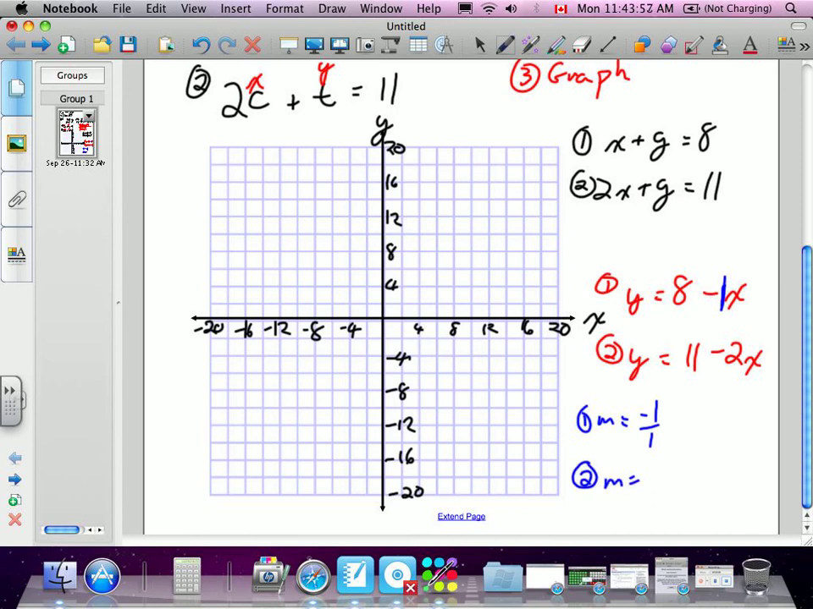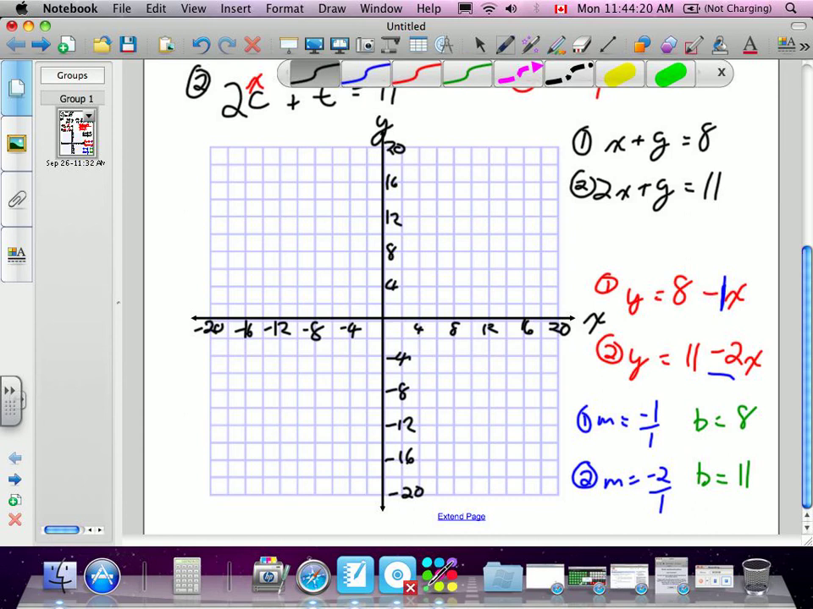And I need a y-intercept, or a b. In equation 1, what is my b? Positive or negative? Positive. And what is my b in equation 2? Positive 11. Good. So now in order to graph these, first I need to find the y-intercept. So equation 1, our y-intercept is the number 8. So I put a point on 8. And what happens is we need to follow the slope. So we need to go down 1, over 1.